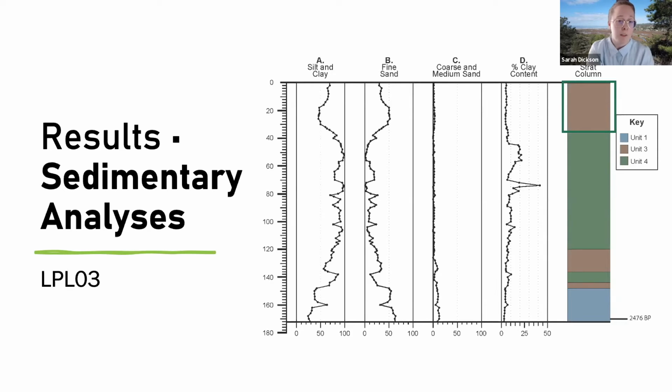What's noticeably absent is unit 2 and the shell layer. We have one date for core 3, and it is plant material from unit 1 dated about 2,500 years ago.